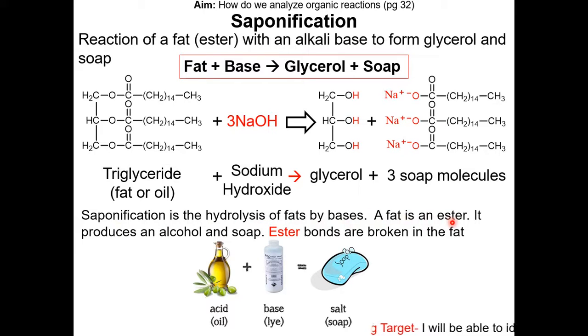A fat is an ester. This triglyceride molecule has 3 ester groups. The reaction produces an alcohol and soap. Glycerol is considered an alcohol because it has 3 OH groups. Ester bonds are broken in the fat. Here are the 3 ester bonds that are broken during the reaction.